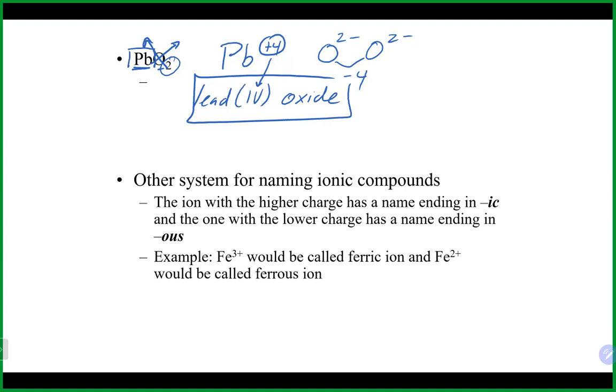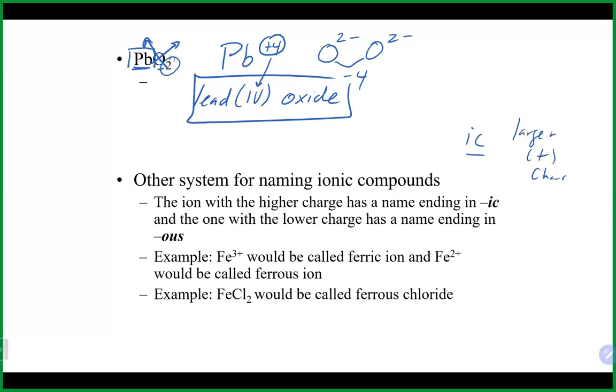Now for type 2 naming, we are going to roll with Roman numerals always, and pretty much in all your chemistry classes, you'll roll with the Roman numerals. But there is an older way that sometimes these variable charge metals are named, and they use the historical name. Depending on the charge, it will either end in -ic or -ous. The -ic ending is for the one with the larger positive charge, and the -ous ending is the smaller positive charge.